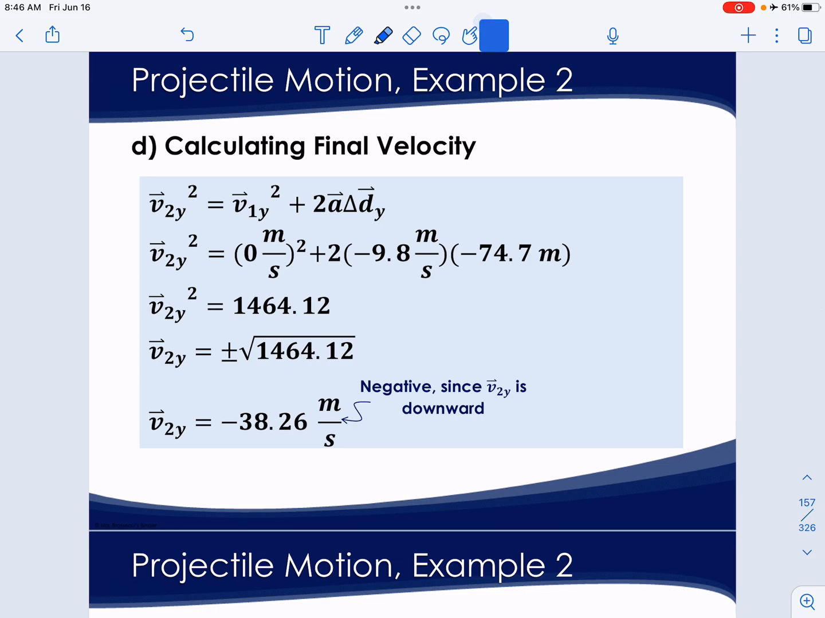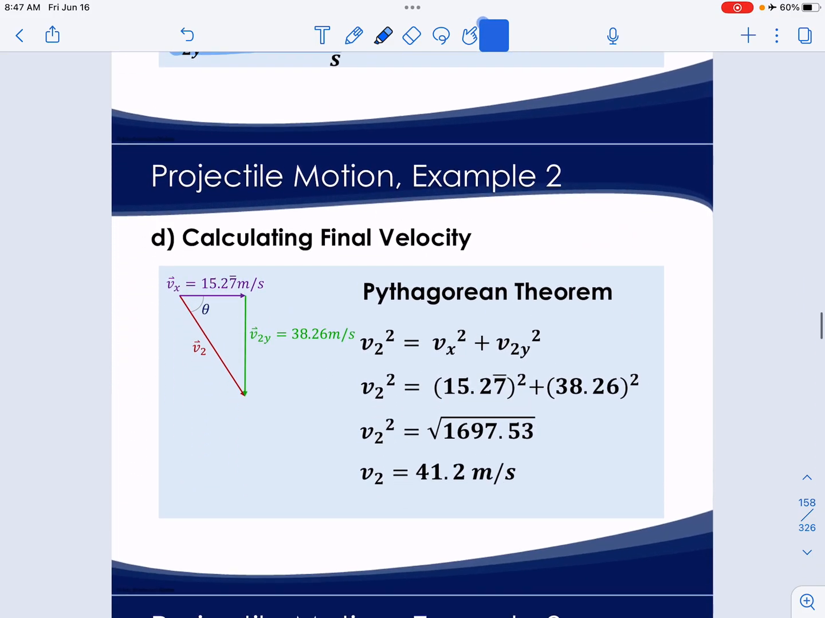Okay, now to calculate your final velocity, we can use this equation. We plug in the values we know. We know that our initial velocity was 0, so that term goes away. We plug in these values. You get a very large number, but when you take the square root of the number, it ends up being a little bit smaller, okay? And it would take the negative because it's downward, right?